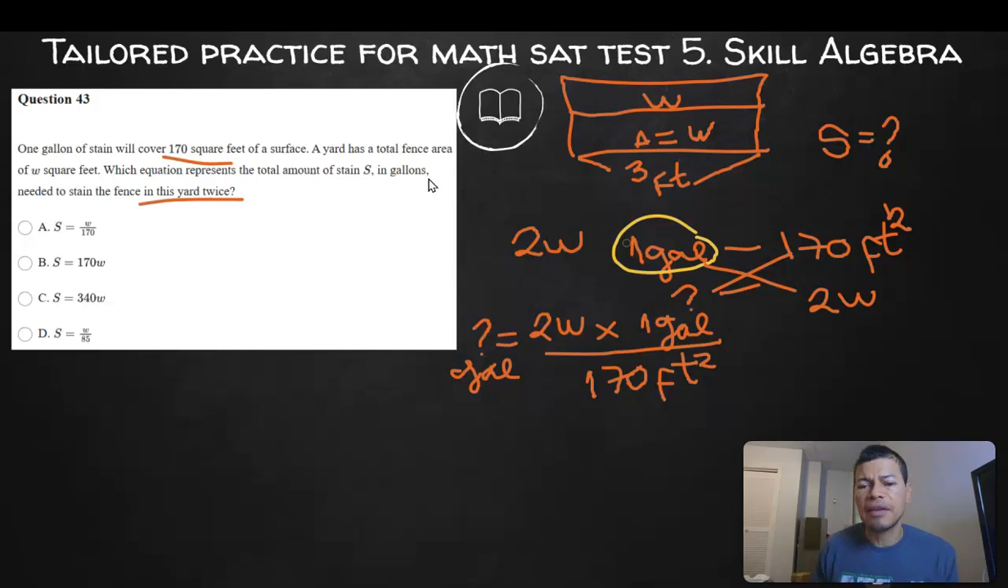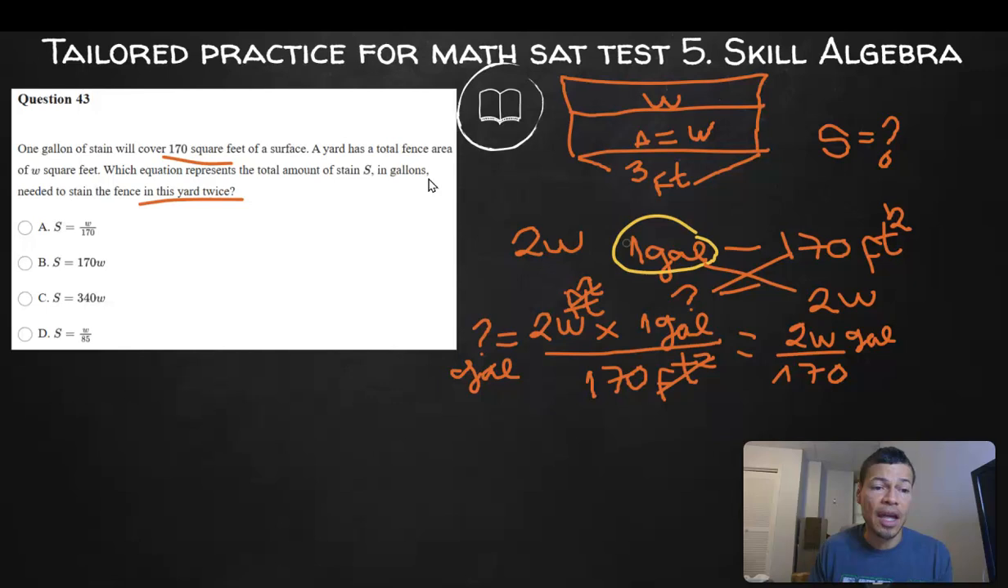Now I know that my area is in square feet, because it says 1 yard is 3 square feet. I don't know exactly how many square feet there are, but I know that these 2 units, square feet and square feet, cancel each other out. Then I multiply 2 times 1, which is 2W gallons of stain, over 170.